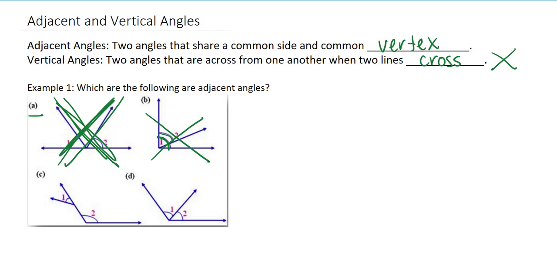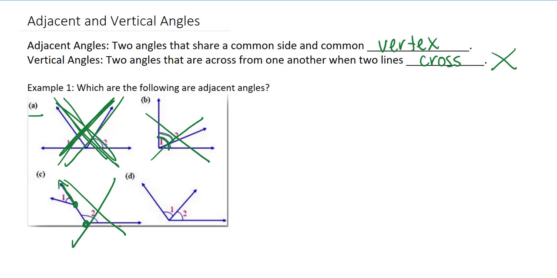Now let's look at C. These actually share the same side, right? This is a shared side together. But what it's missing is that it doesn't share the same vertex. We have a point here and a point here, but it's not the common one. So it does not share a common vertex, so it's a no.